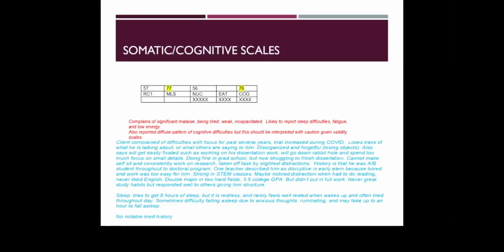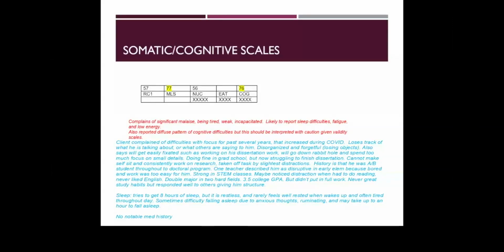So if we look just within the somatic cognitive domain, again, I put all the scores in. There's not a score given for EAT. And the reason is that the score was below a T of 50 and the box is X'd out. So there's no reason to even consider that score. It's not an elevation, and it's not interpretable in the low direction.